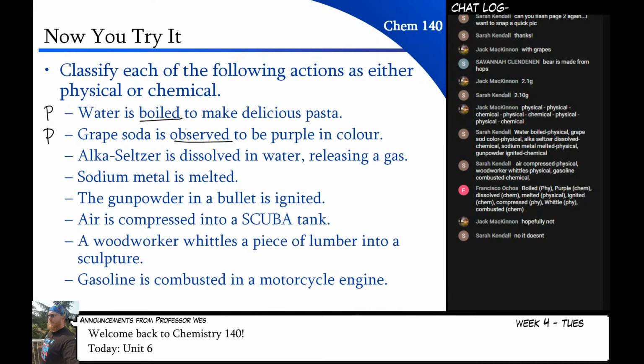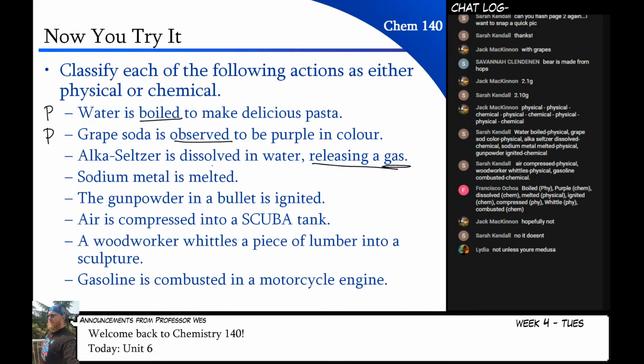Alka-Seltzer is dissolved in water, releasing a gas. Now, the key words here are actually these. Dissolving is kind of a dangerous word. Because if something dissolves, if you're Medusa, that definitely invokes chemical changes in people when she looks at them. So when something dissolves, it may or may not be recovered.